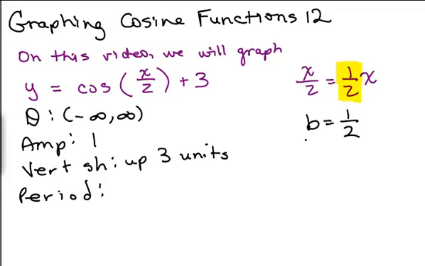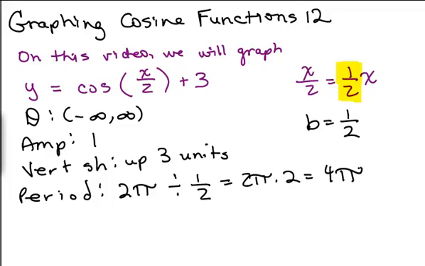You do 2 pi divided by b, because 2 pi is the regular period for just the cosine of x. So we do 2 pi divided by 1/2. Now I know some of you know automatically that means multiply by 2. That's awesome. 2 pi times 2 means we're going to have a period of 4 pi.